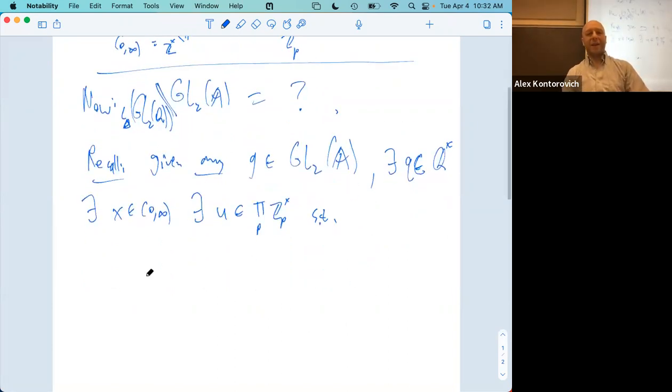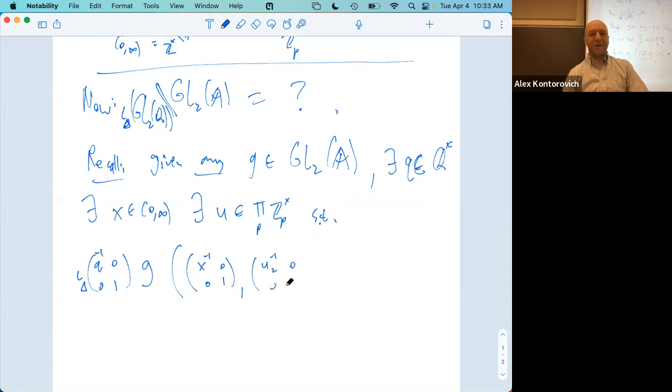Such that if I take G and multiply it by, okay, now let's be careful about the embedding. Q, I'll embed diagonally. X, I'll embed in the infinite place, or rather, let me just define an element of GL2(A) for you. I'll put the X here, and I'll put U2 here, and U3 and so on. This is my matrix G1.